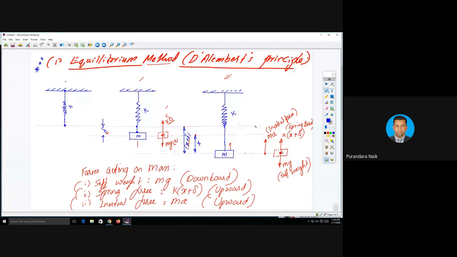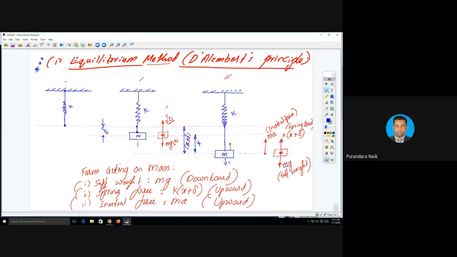In the equilibrium position, let us consider all the forces acting on the mass. The first force is the self weight, in the downward direction, m into g. The second force is the spring force, in the upward direction, because of the spring's resistance to the deflection, that is k into total distance traveled, k into (x plus delta), upward.